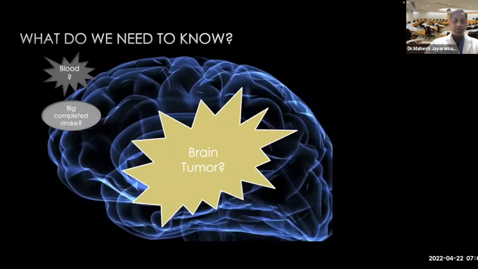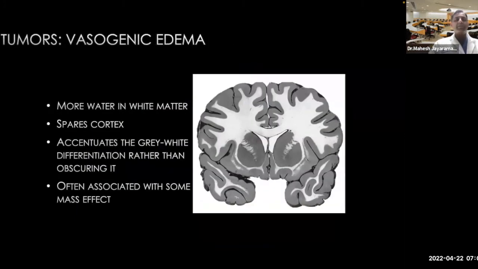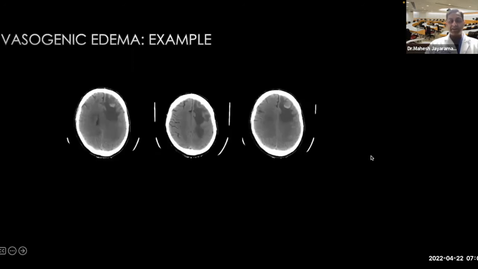Is there a tumor? There we're looking for vasogenic edema. This is the white matter, which starts out hypodense and becomes more hypodense. Typically, vasogenic edema is going to spare the cortex. So now you have the opposite: you have accentuated the gray and white matter differentiation as opposed to obscuring it. And this is typically associated with some mass effect. So now if you can imagine, this distinction between cortex and white matter becomes more evident because of an underlying lesion.